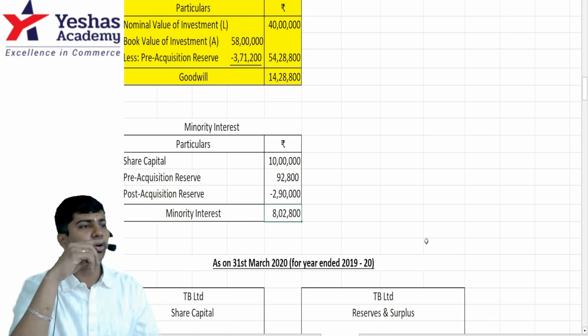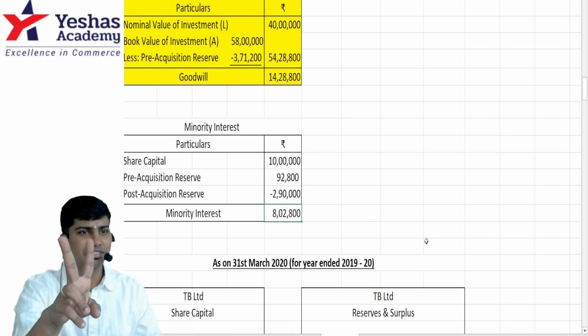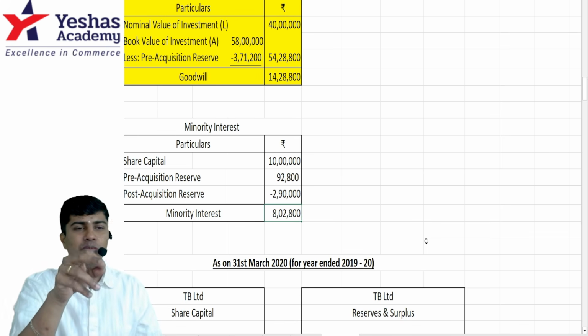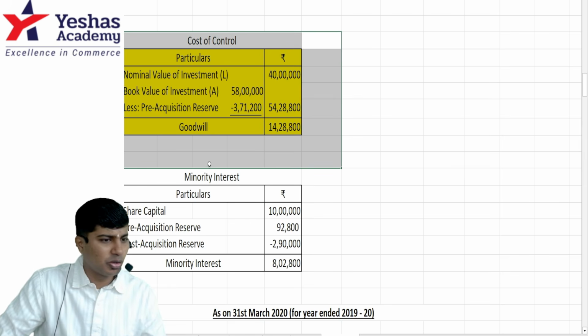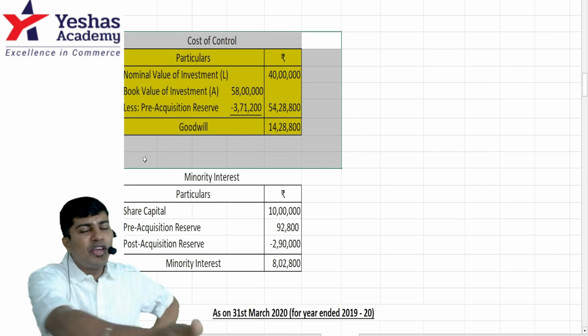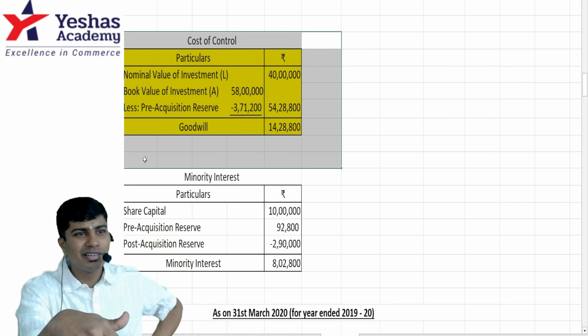They are going to give you 1 mark for cost of control, 1 mark for minority interest. Because 7 years are given, 2 things have been asked. The moment you do cost of control, 7 marks is in your pocket. Why? For every year, cost of control is same. 1 mark for every year.